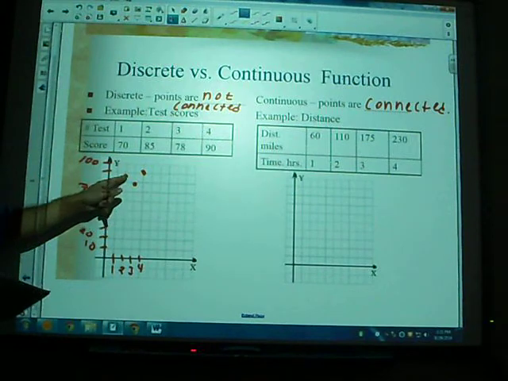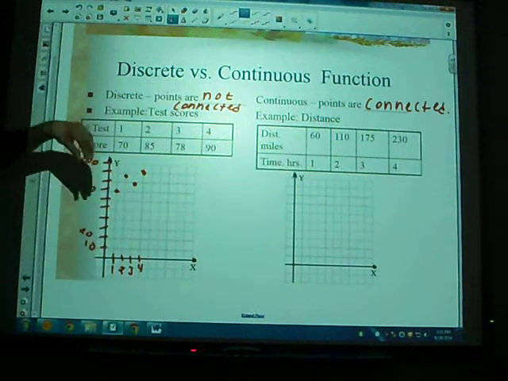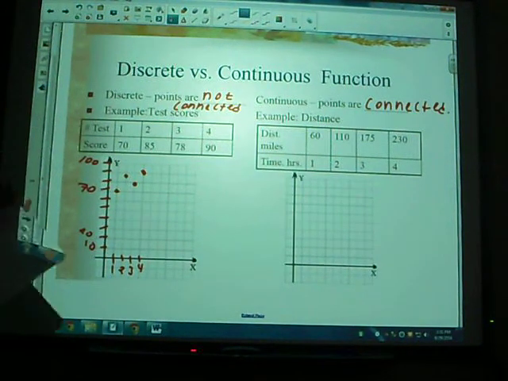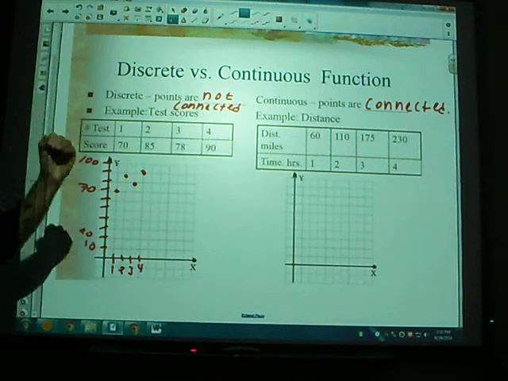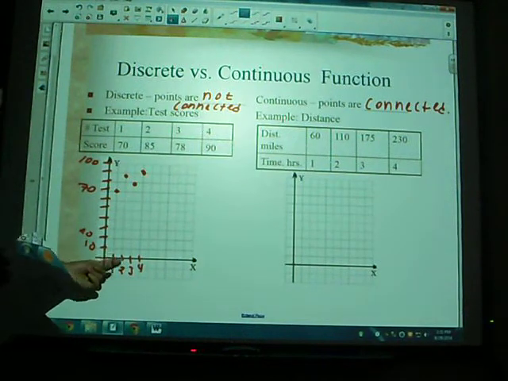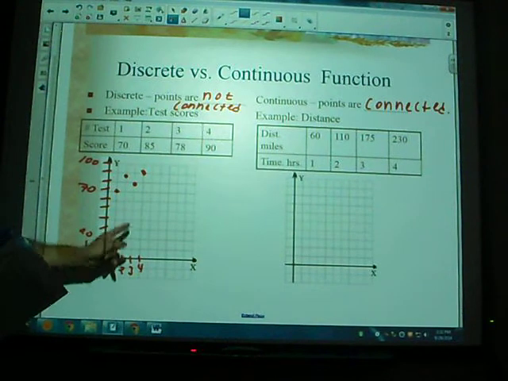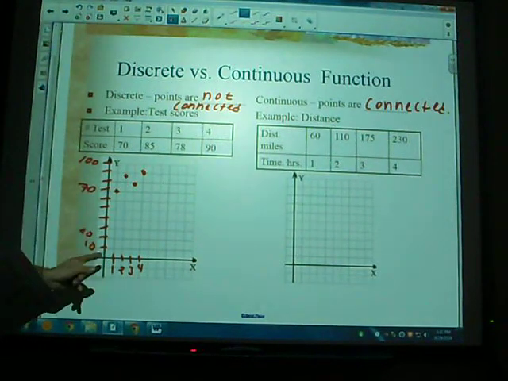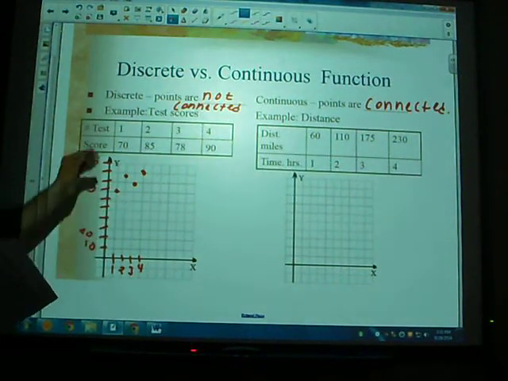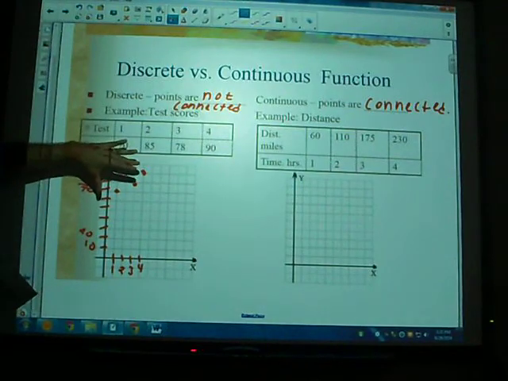It makes no sense to connect them because you take one test and that's it. That's the only score you have. Your score is not increasing or decreasing between the first and the second test. The second test has its own score. There is nothing in between the tests. That's called discrete. You cannot connect these points.